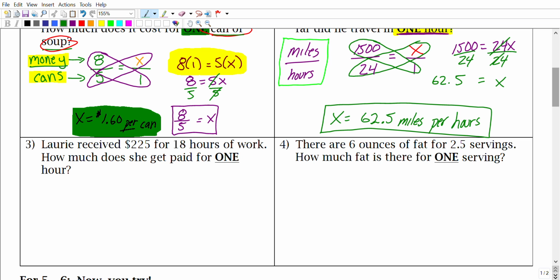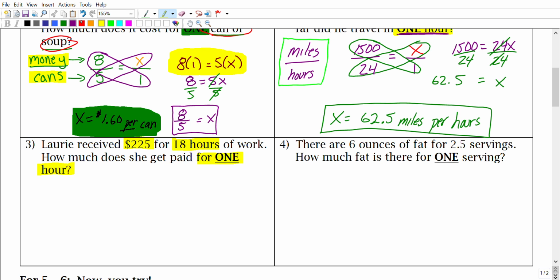Lori received $225, and again, it's useful underlining or shading or highlighting the key things that we have in this problem. So I like to do that right away first. So Lori received $225 for 18 hours of work. How much will she get paid for 1 hour of work?